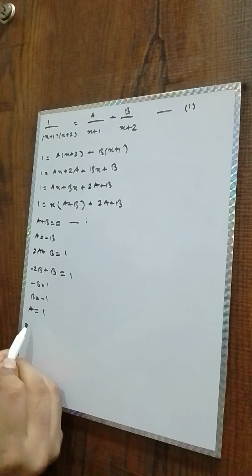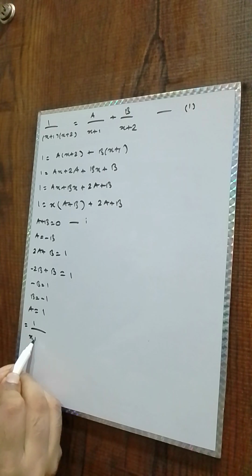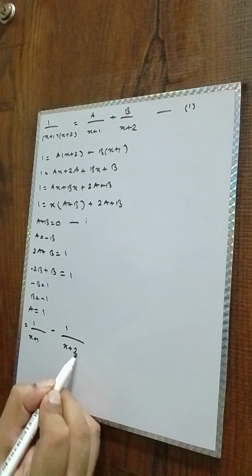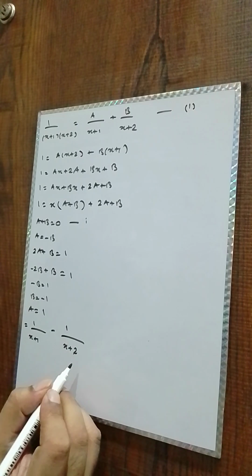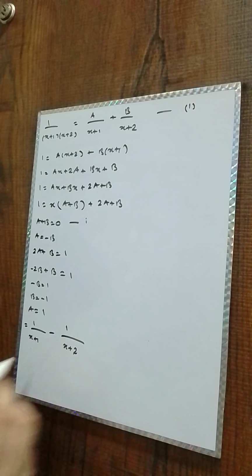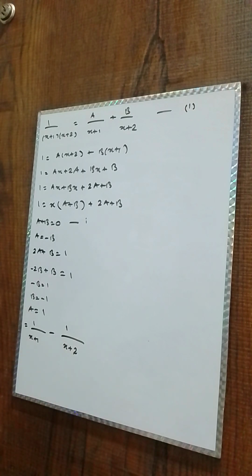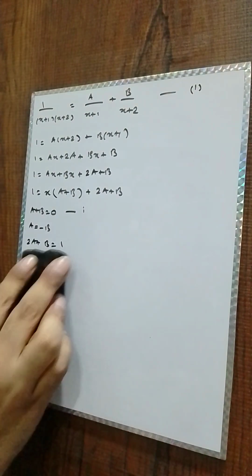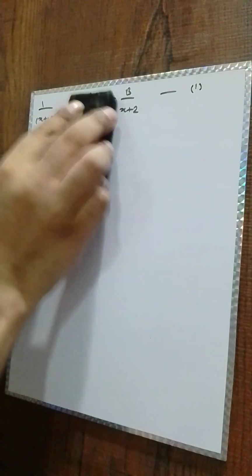So the fraction becomes equal to 1 by x plus 1 minus 1 by x plus 2, and now this version is very much integrable. We can integrate this without serious problems. Okay, so this is the aim of partial fractions basically. We have a little bit more work to do with partial fractions on the second case, and we will leave the third case for the next session.